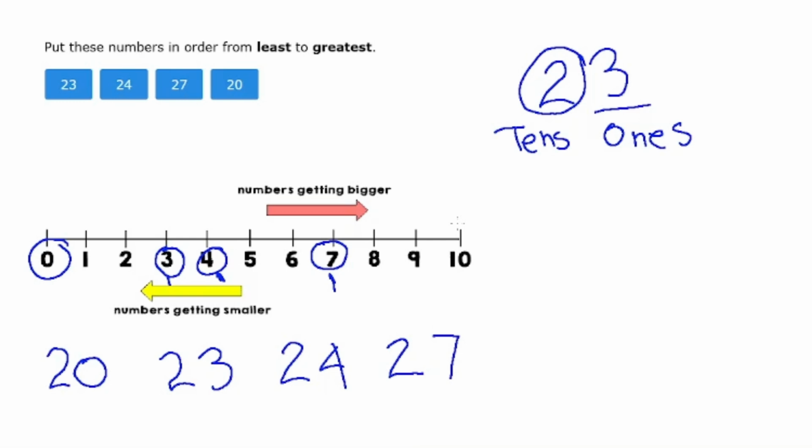So don't worry if you don't pick this up right away. You could just rewind it and listen to it again. And you could watch the previous video that talks about tens and ones, and then it'll be even clearer after that.